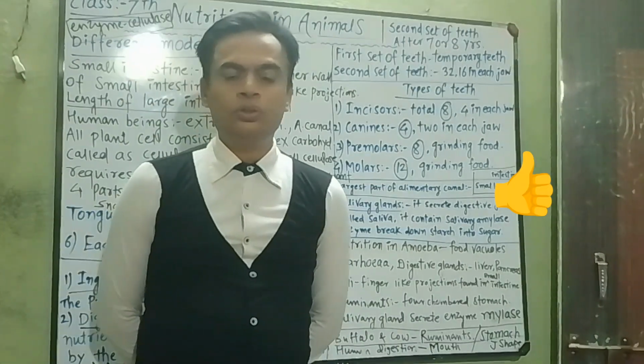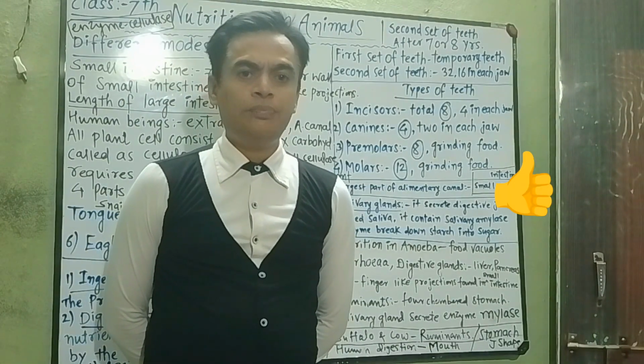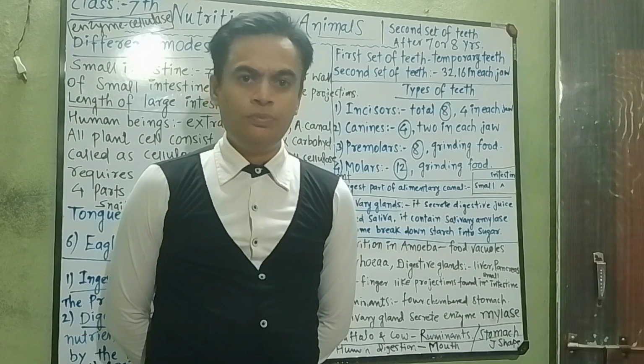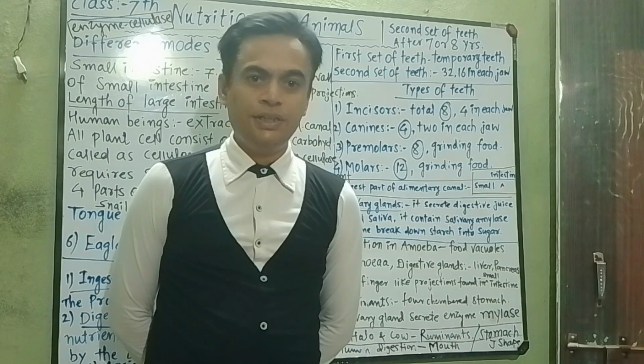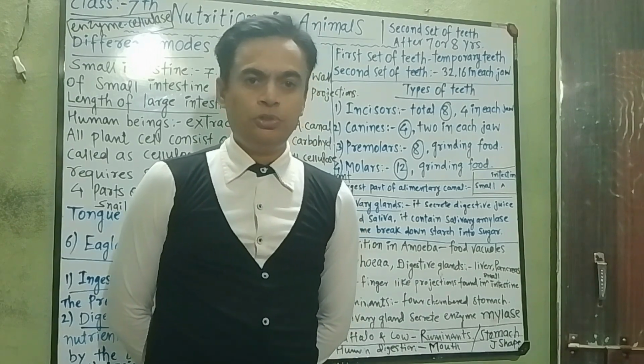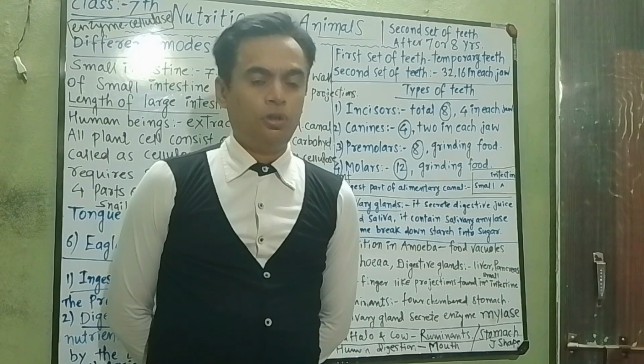Now, you must know that there are two types of organisms. One, autotroph. They prepare their own organic food. Another one is heterotroph. They are dependent for food on autotrophs.